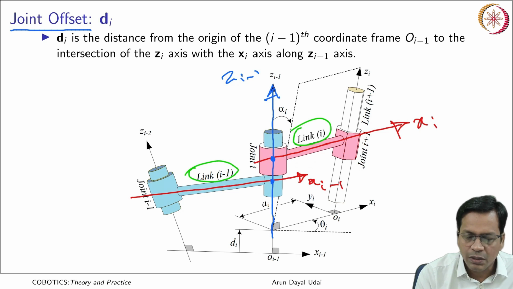This is di. It is commonly represented as di, the distance from the origin of the I minus 1 coordinate frame, Oi minus 1, to the intersection of Zi with the Xi axis, that is here, and the distance is measured along the Zi minus 1 axis, that is like this. This is the direction where you have to measure it.